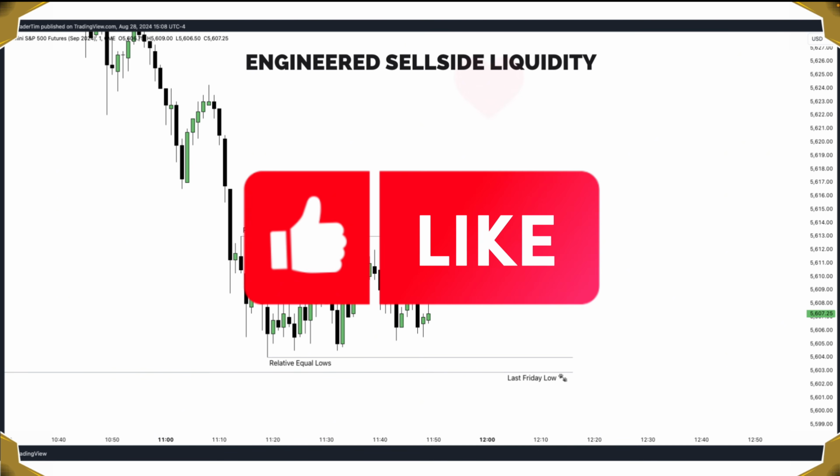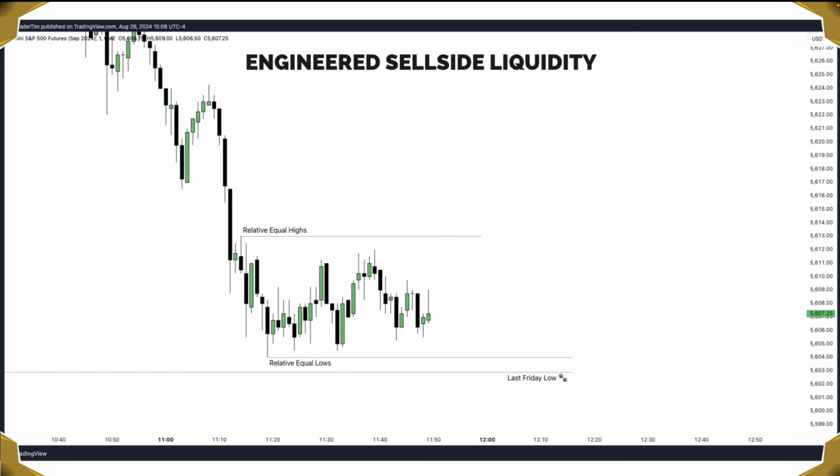But you really want to try to enter your trades with logic, with a clear draw on liquidity, and with some of the other signatures that we are going to continue to discuss. So we've identified we have lower time frame relative equal lows, and we have those lower time frame relative equal lows falling just short of a daily low, last Friday's low. So I'm looking at that as engineered.